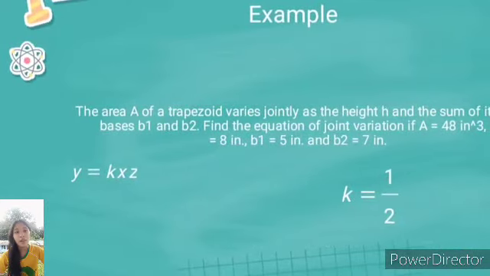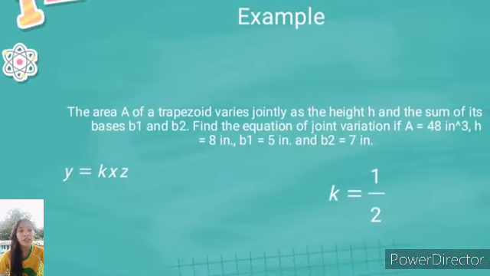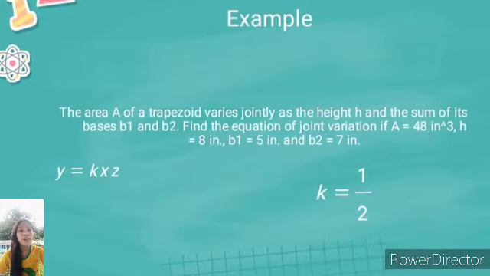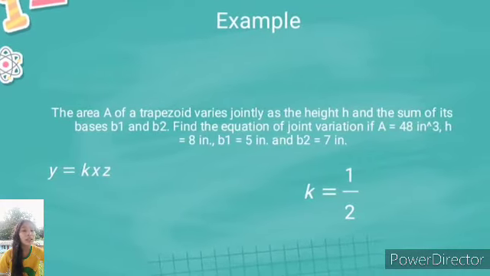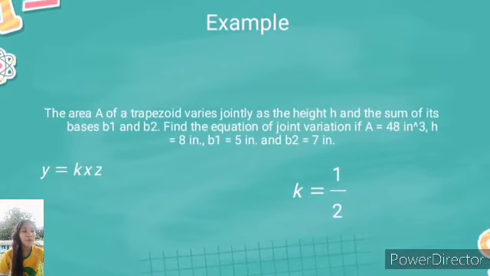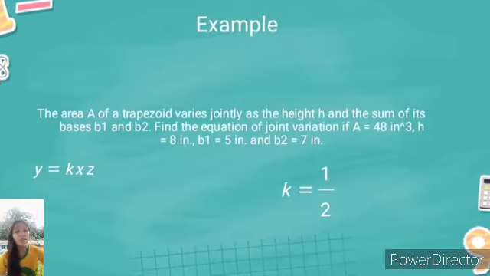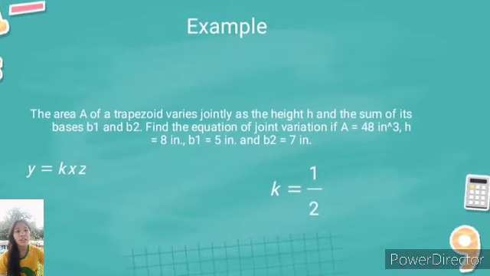Example: the area of a trapezoid varies jointly as the height and the sum of its bases b1 and b2. Find the equation of joint variation if A is equal to 48 in², height is 8 inches, base 1 is equal to 5 inches and base 2 is equal to 7 inches. So, y equals kxz and k is equal to 1/2.